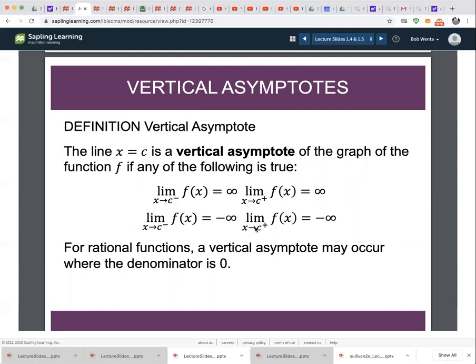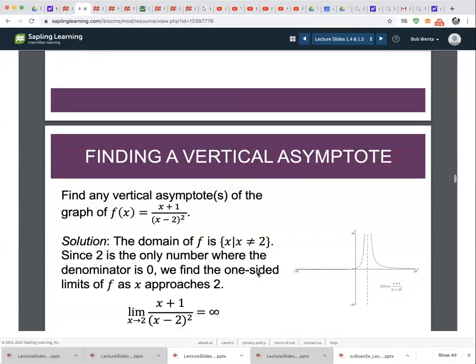Or if the limit as you come in from the right goes to negative infinity. Now, those are called asymptotes. And for rational functions, a vertical asymptote may occur where the denominator is equal to 0. May occur, being careful to not say always, okay? But where the denominator is equal to 0, that's causing the asymptote situation.